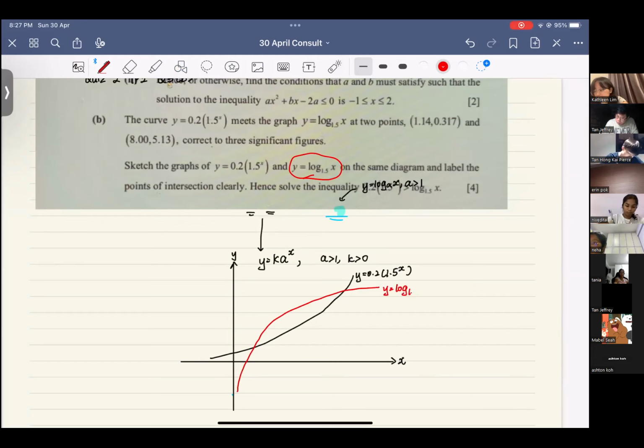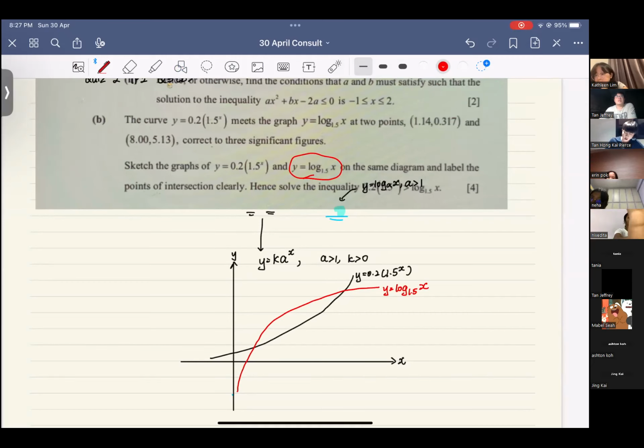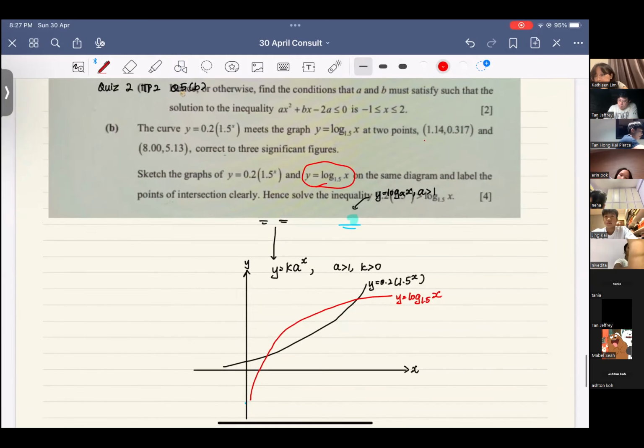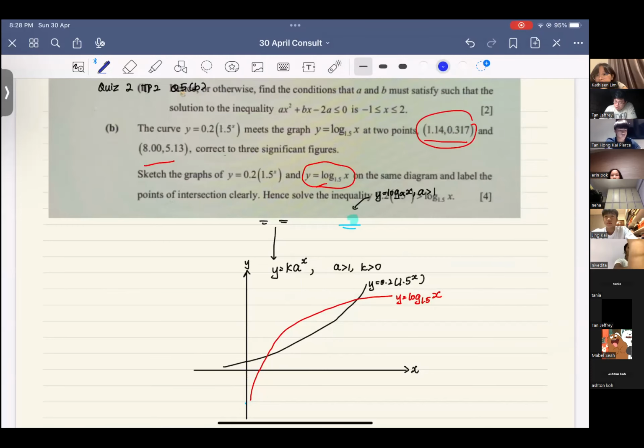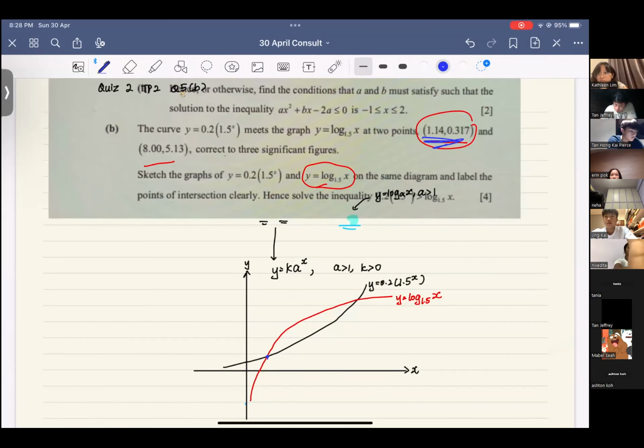This is very similar to one of the questions in your quiz 1. Then they say that they intersect, at the first point and the second point. I'm guessing the first point would be over here, because I purposely drew 2 points. This is the point 1.14, 0.317, and this point over here will be the point 8.00, 5.13.